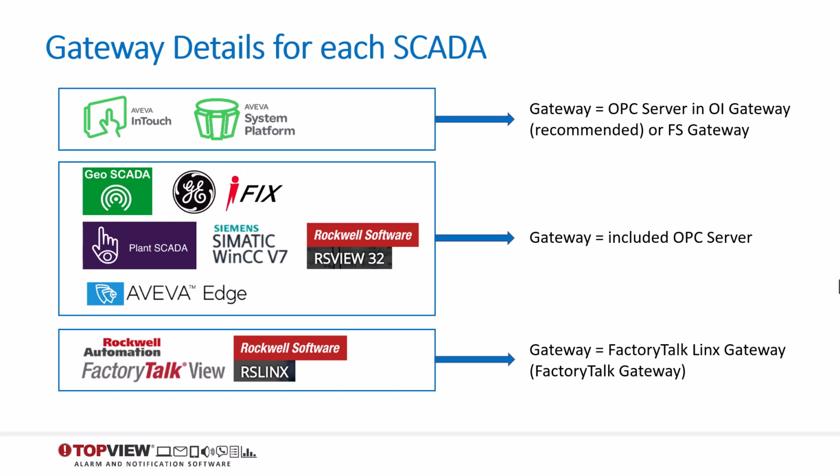For AVEVA InTouch and System Platform, the gateway is the OPC server in OI Gateway or FS Gateway. If this gateway is not installed, you should install it before proceeding. For the majority of other SCADA systems, the SCADA system includes an OPC server that can be used as the gateway. One exception is Rockwell FactoryTalk NRS Links, which require FactoryTalk Links Gateway. Links Gateway should be installed before proceeding.